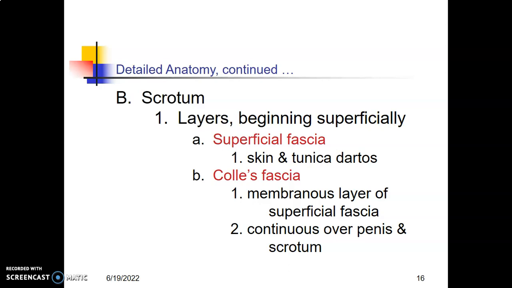Basically, the scrotum now, you can discuss it. It has two layers: the superficial fascia, which is skin and dartos muscle, and then Colles fascia. This fascia has a membranous layer, so it's continuous with the membranous layer of the anterior abdominal wall, and this Colles fascia is continuous over the penis and the scrotum.